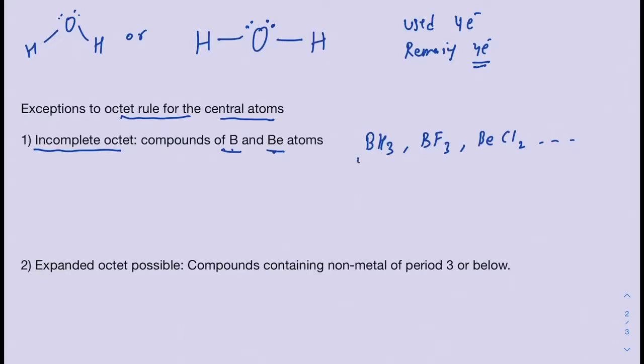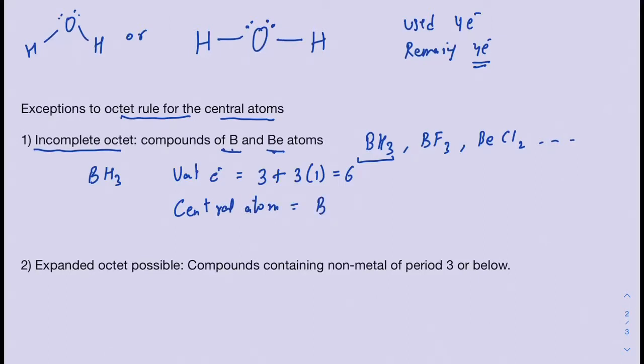If I take an example of maybe BH3, let's count the total valence electrons. So the valence electrons in this case, boron has 3 valence electrons because it's in group 3A, and then each of the hydrogens will have 1, so that gives you a total of 6 valence electrons. Okay, so then what's going to be the central atom here? Well, hydrogen is never a central atom, so that means the boron has to be the central atom.